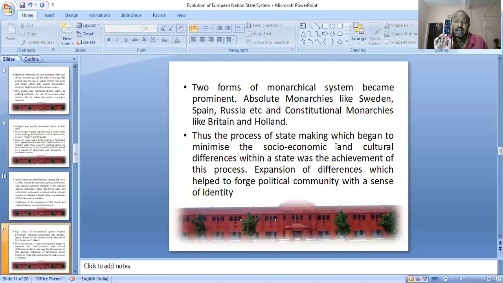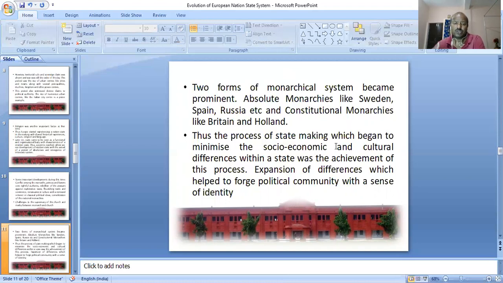Two forms of monarchical system emerged at that point of time: absolute monarchies, like Sweden, Spain, and Russia, and constitutional monarchies, like Britain and Holland. So we had two models of nation states which emerged at that point of time. The process of state making, which began to minimize the socio-economic and cultural differences within a state, was the achievement of this process, helping to forge a political community with a sense of identity.